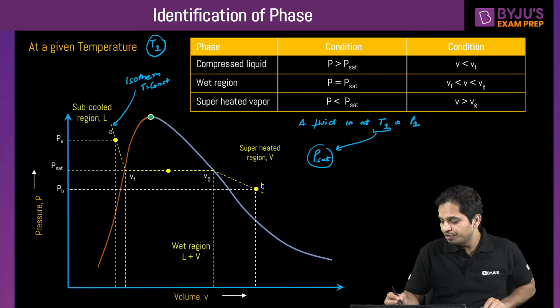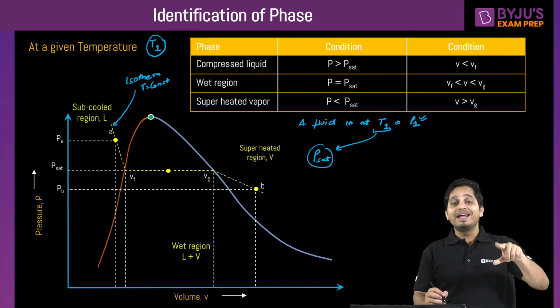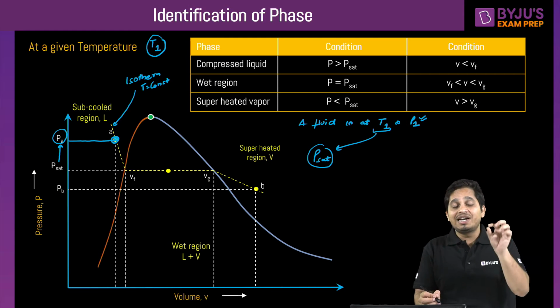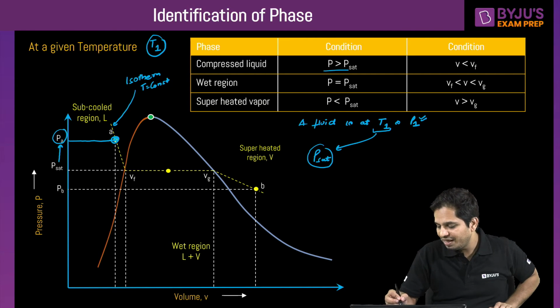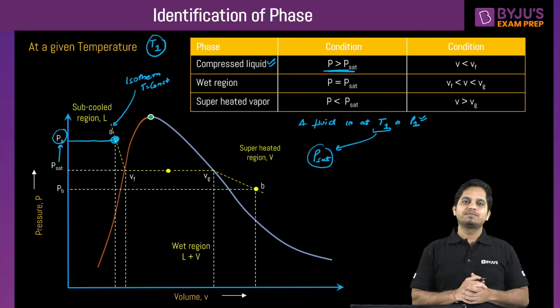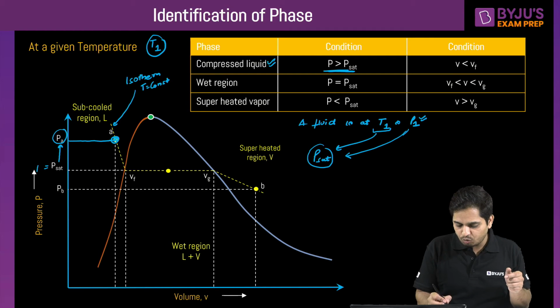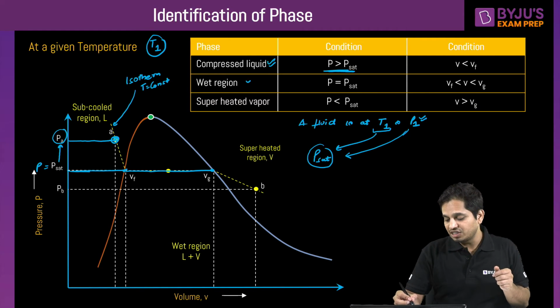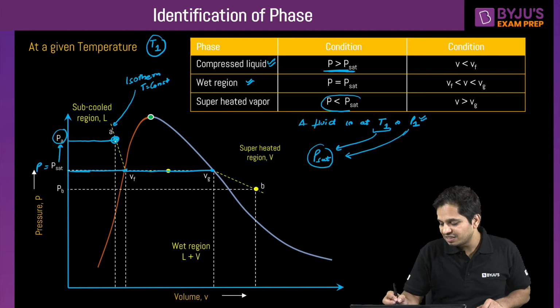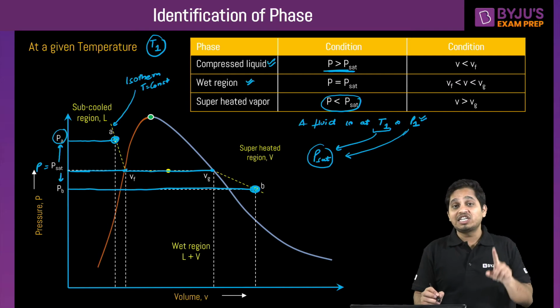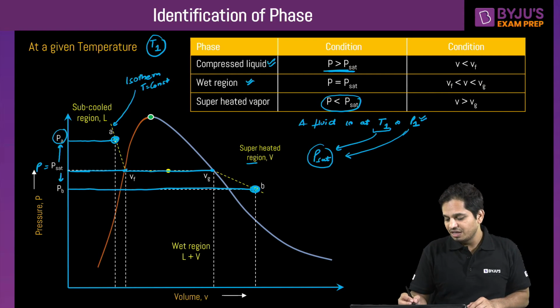Now, if this P1 is greater than P saturation, say PA is greater than P saturation, and I extend this line and it intersects here, this intersection lies in the subcooled region. So if P is greater than P saturation, the phase is compressed liquid. If P is equal to P saturation, it will intersect at this point, or it can exist anywhere here, so you are in the wet region. And if pressure is less than P saturation, which is PB, I extend this line and it intersects in the superheated region, so we have superheated vapor.